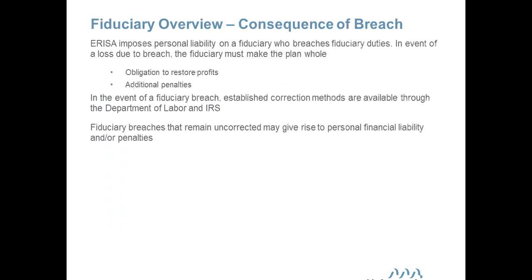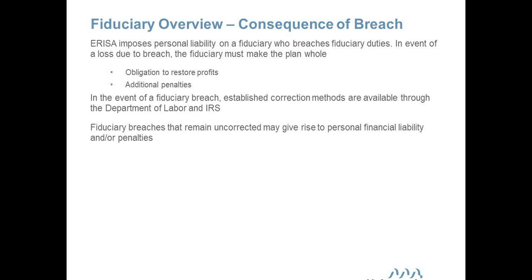One of the reasons all of this is so important is what happens if you breach your fiduciary duty. Under ERISA, you expose yourself to personal liability when you breach your fiduciary duty. There are obligations to restore profits. There are additional penalties; I believe the monetary penalties can be up to 20% of the recovery amount. There are potential criminal penalties for willful violations, and other equitable and remedial relief, for example, removal from your position as a fiduciary.